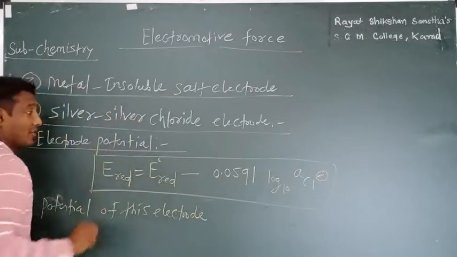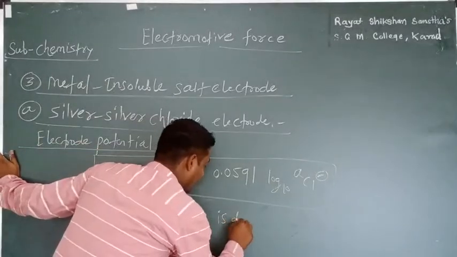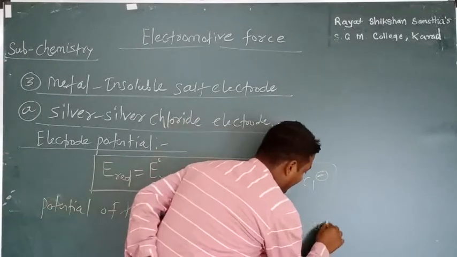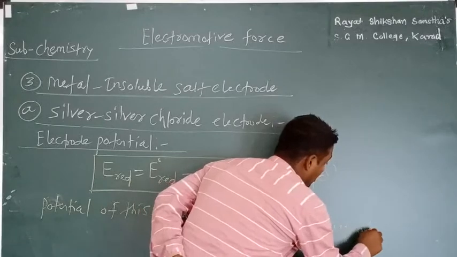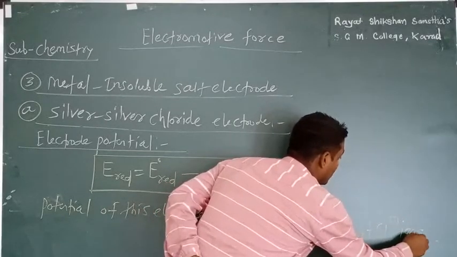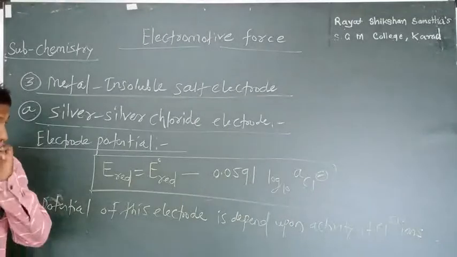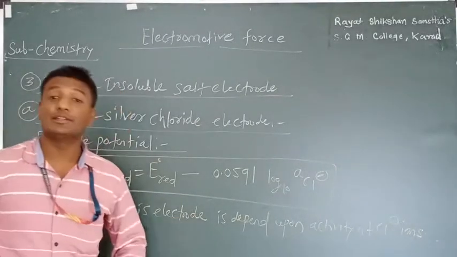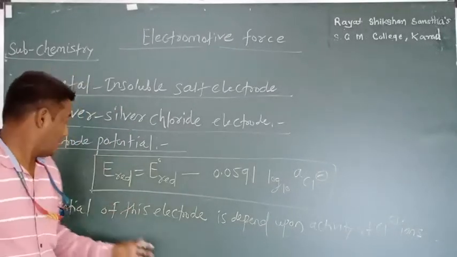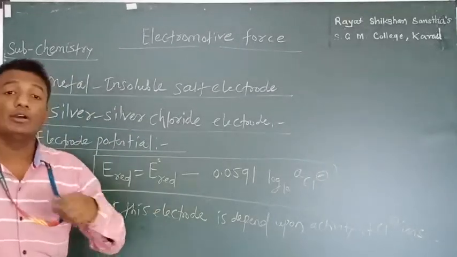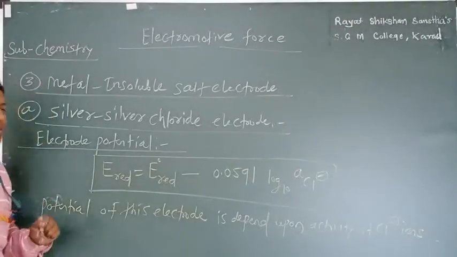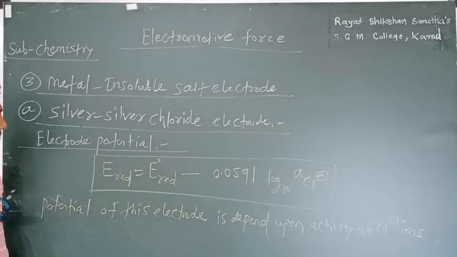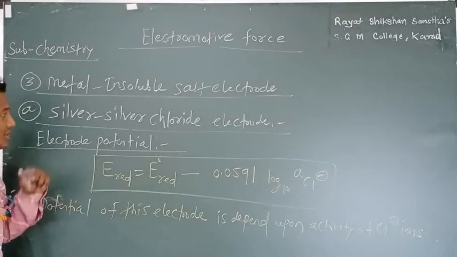This means the silver chloride electrode depends upon the activity of Cl- ions. Are you getting what I am saying? Only the activity of Cl minus ions, the potential of this electrode depends upon the activity of Cl minus ions, or you can say the concentration of Cl minus. On that the electrode potential depends. Hope you got everything from this type of electrode.